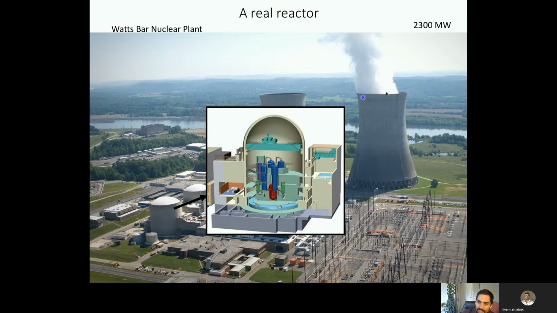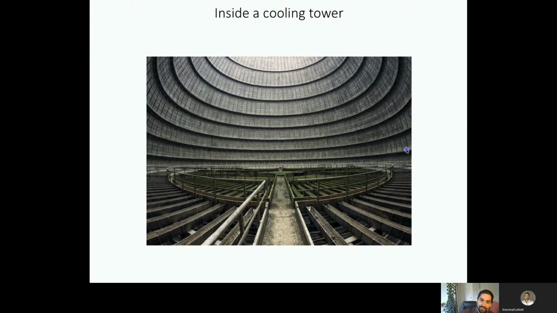A lot of people think this is the actual reactor. I don't know why this is associated with nuclear power. This is a cooling tower, and its purpose is just to cool down the water coming out of the turbine. And inside it looks like this. It's empty. This is an abandoned one, so it doesn't have a lot of machines, but it's essentially empty inside. And it's made in a special shape to have the steam flow very easily.